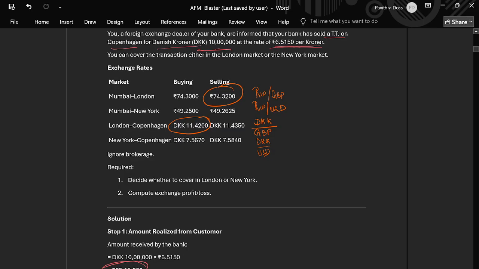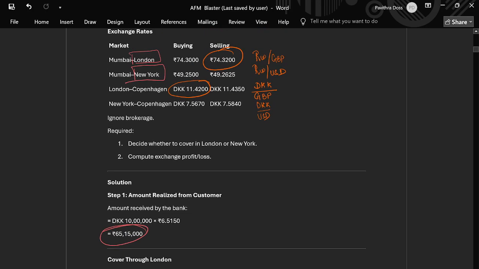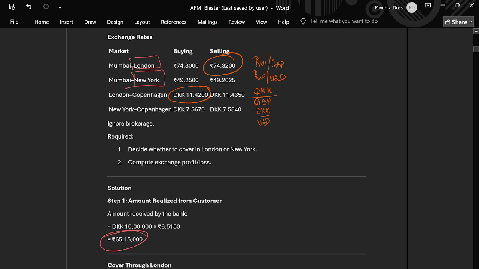6.5150. Now we are going to cover ourselves, and we have two routes to cover ourselves. One is the London route and the other one is the New York route. Okay, so direct it is not given, so we are going to do the arbitrage, and sorry, not arbitrage, we are going to see which route we are going to cover ourselves. Clear? Now let us discuss each and every path that can be chosen to cover ourselves.